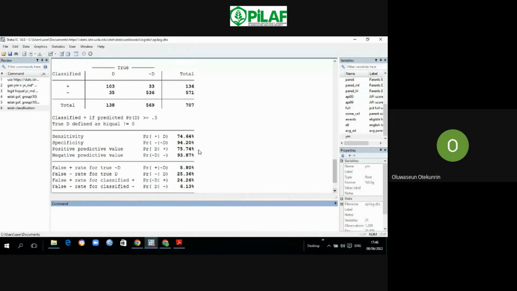So the next one is the negative predictive value. Again, move to the second row. You can move to negative there.